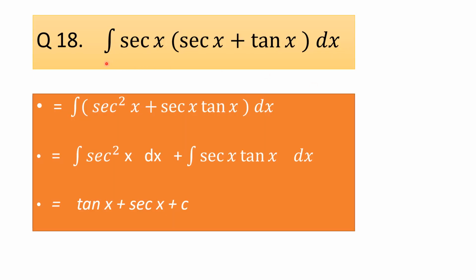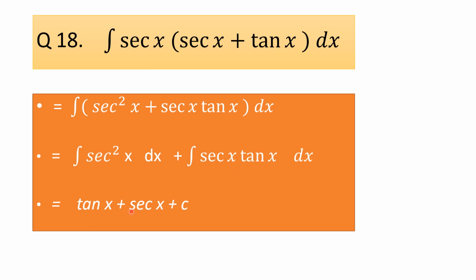Question number 18. Integration of sec x bracket starts sec x plus tan x dx. Now you have to be a little wise in deciding your steps to solve this question. The first step, as I told you before, is to learn thoroughly the formulas which I listed in the beginning. So sec x will be multiplied by these two terms. You will get sec square x plus sec x tan x dx. Now integrate both these terms separately. You will get integration of sec square x dx plus integration of sec x tan x dx.